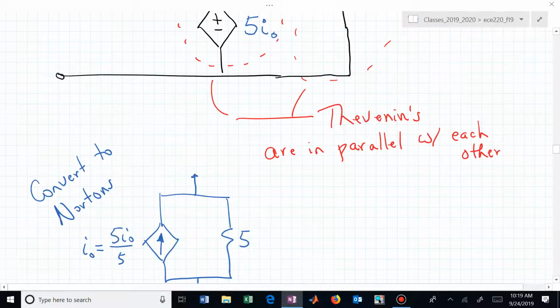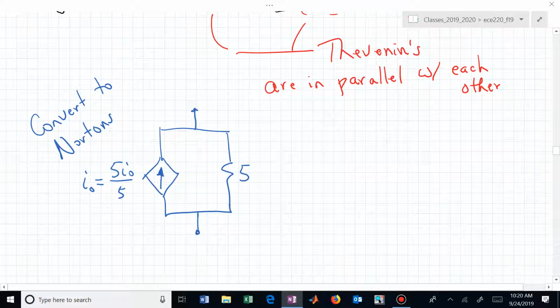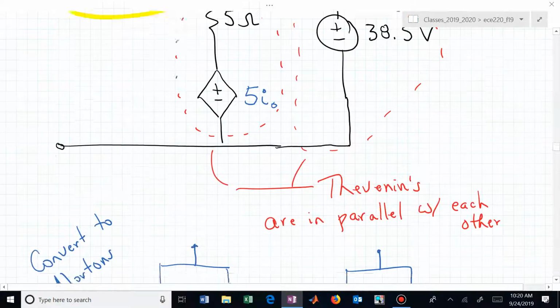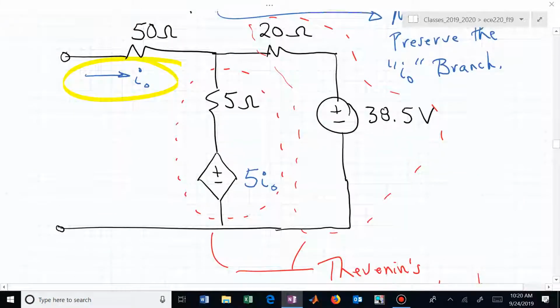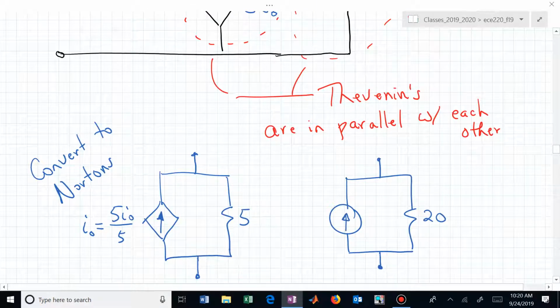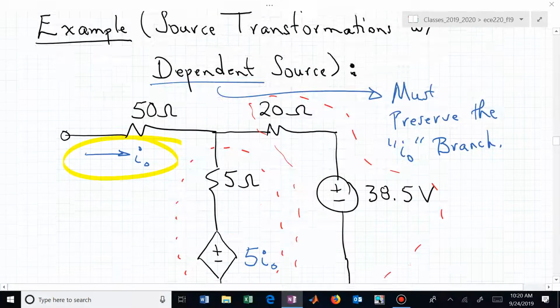What about the rightmost Thevenin? Now it's going to become a Norton. I'll do the hard part. What's the current source? Up or down? Up. What's its magnitude? 38.5 over 20.